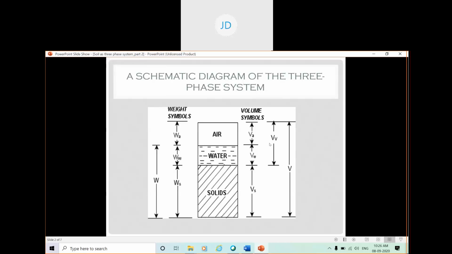I think these symbols are also identical, and you know these symbols. This V represents volume and W represents weight.